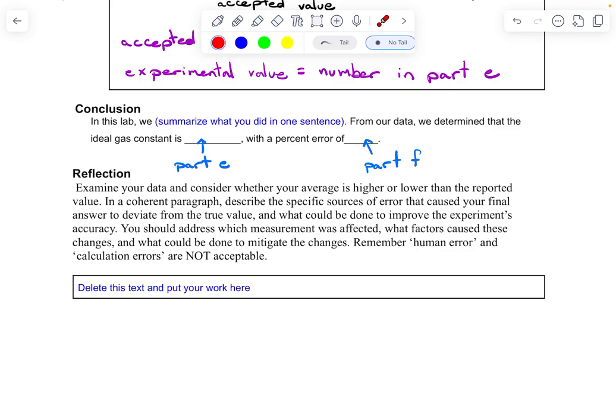Okay, you can say things that you did that were an error, but do not use that phrase, human error. So you can list things like, hey, there were bubbles on the walls of the eudiometer that were not read in our final volume reading. You could do things like our magnesium didn't fully react. Or when we put the whole thing together, we had some air bubbles before we even started seeing a reaction occur that would have changed our volume.